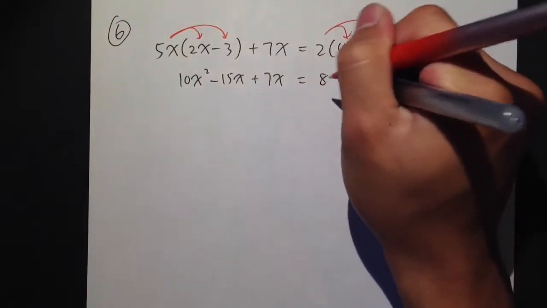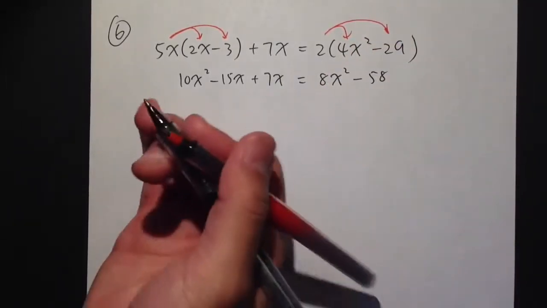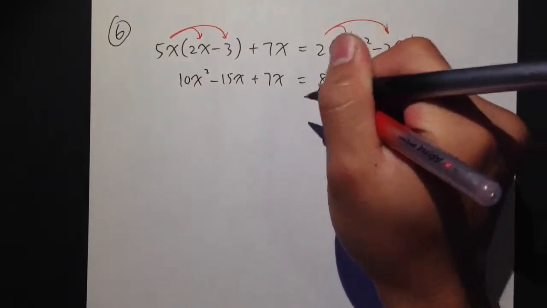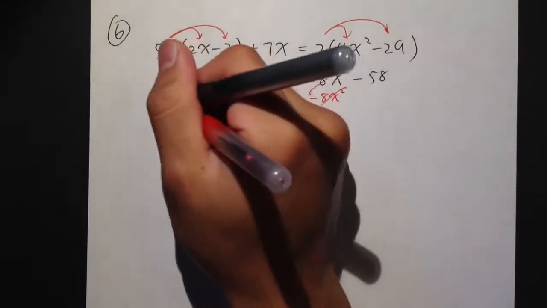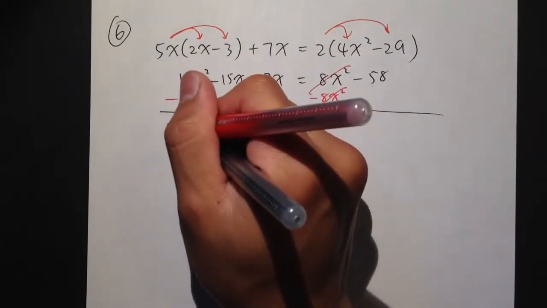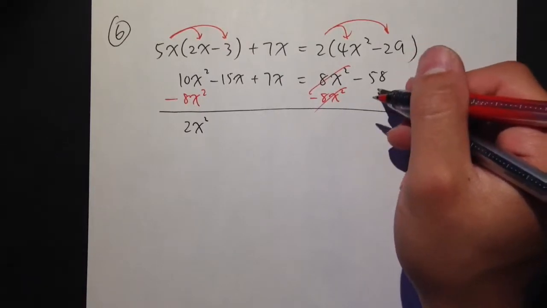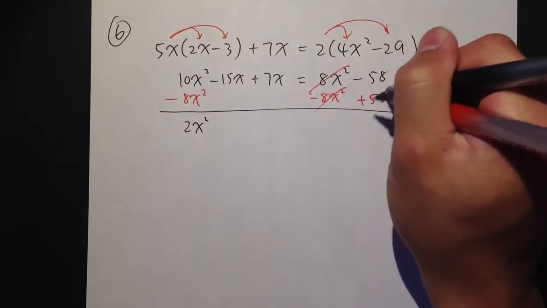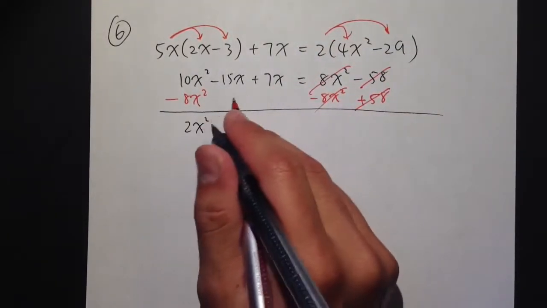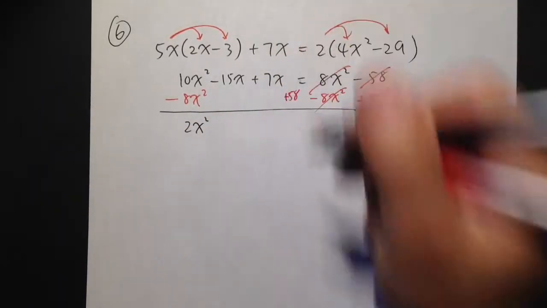I will get 8x squared. I will have minus 58. I want to bring all this to the left hand side. I have the 8x squared here, let me minus 8x squared right here. So 8x squared, so like this, minus 8x squared. Okay? With that said, this becomes 2x squared, and then we will also need to add the 58 on both sides. So then plus 58 here, cancel, and since I don't have a term that's just a number here, I will just put a 58 at the end.